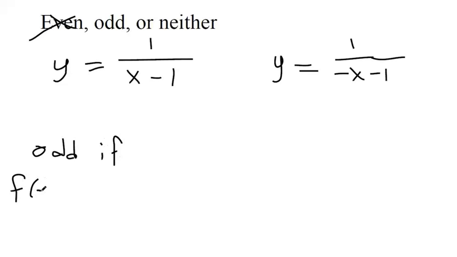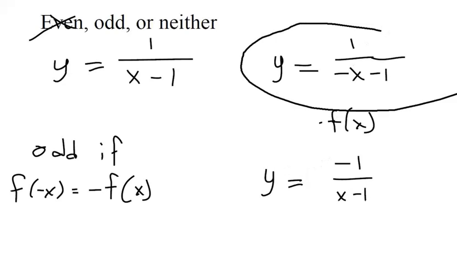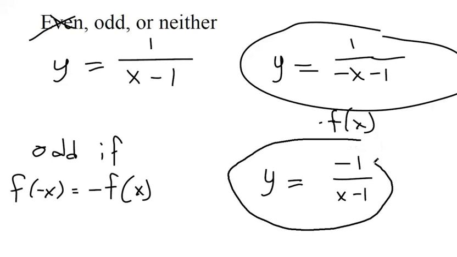Okay, a function is odd if f of negative x is the same thing as negating the entire function. In other words, multiplying the entire function by negative 1. So here is that negation. You multiply the entire outside of this function by negative 1. You can put a negative sign on the top. Okay? And so the question is, is this the same thing as this?